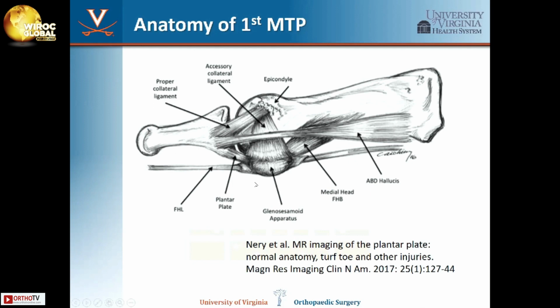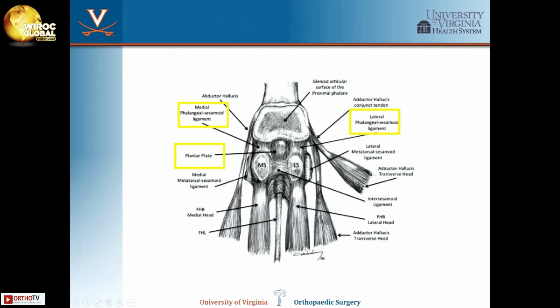running between the sesamoids. Looking at an intra-articular view from dorsal to plantar, here would be the medial and lateral sesamoids, the intersesamoidal ligament. This would be the phalangeal sesamoid ligament, which I consider as a blended tissue again with the plantar plate, although they are often described as separate structures.